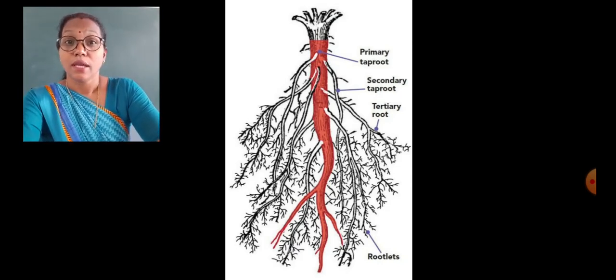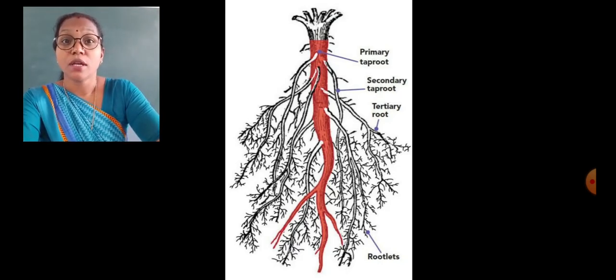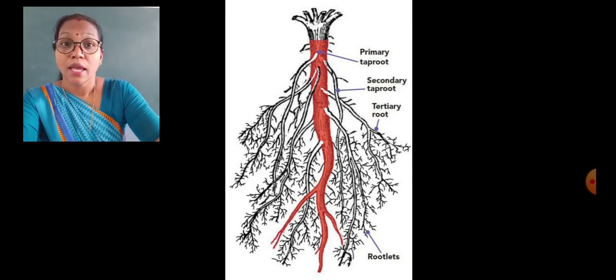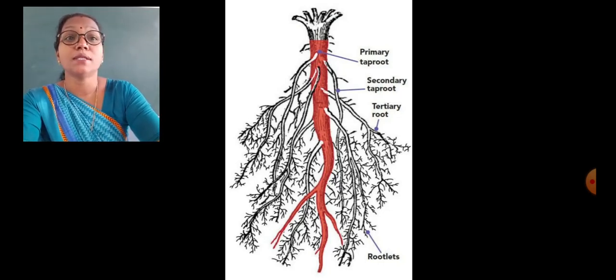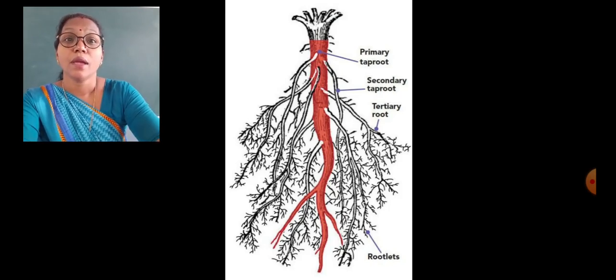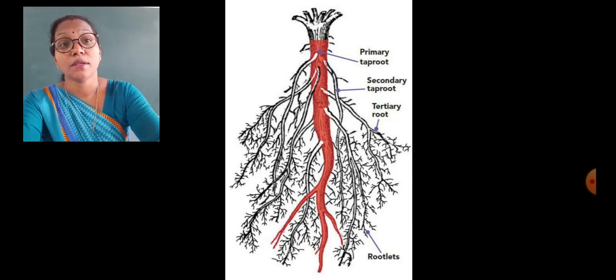Students, in this picture you are seeing the taproot. A main root that arises just below the stem, that is seen below the stem, is known as the taproot, the main root, and that can also be known as the primary taproot. And again, further small roots arise from the taproot. They are called secondary taproots.